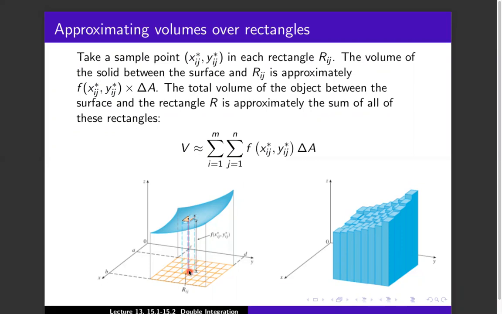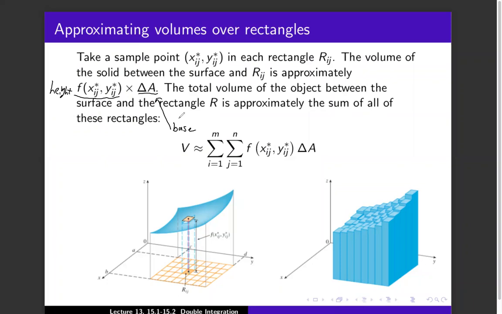The area of the base is delta A, of course, that's just the area of that rectangle. The height is the function evaluated at that sample point, which is approximately f of xij star, yij star. So the volume of that pillar is approximately f of xij star, yij star times delta A. That's just regular old base times height. That's all that is. So you can think about this as the height and the area as the base.